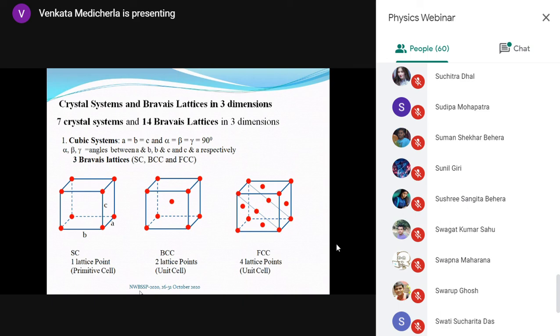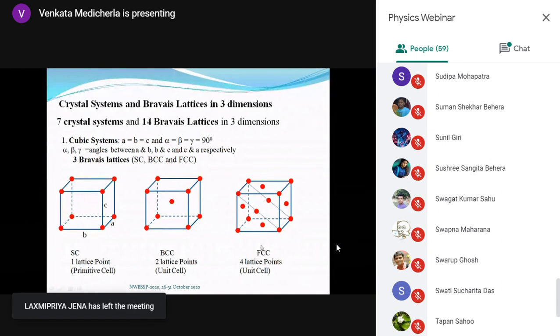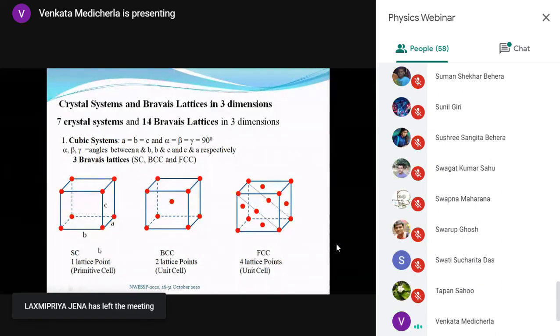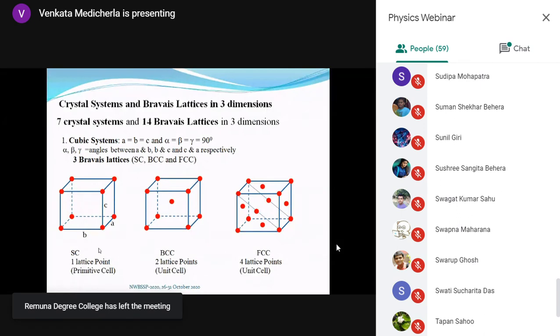In the cubic system, you have 3 Bravais lattices: simple cubic, body-centered cubic, and face-centered cubic. So simple cubic looks like this, and all of you know these things, it is nothing new I'm talking about. In simple cubic, the effective number of lattice points is only 1, because each corner contributes 1/8 of a lattice point. So the total effective number of lattice points in the cube is 1.